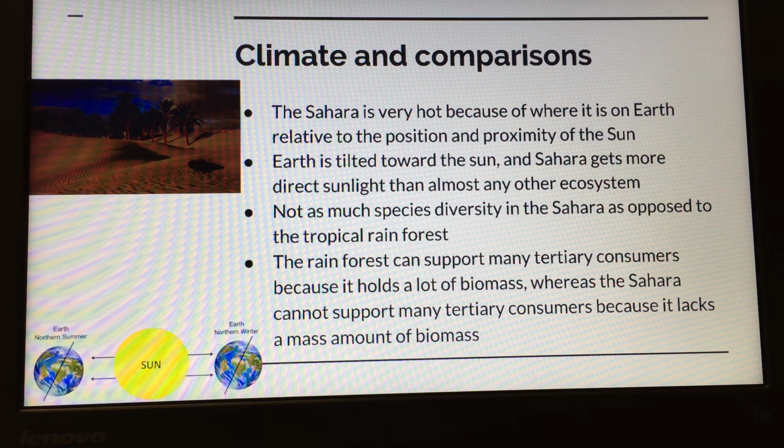So the climate of the Sahara Desert is very hot because of where it is relative to the sun. The Earth is tilted toward the sun, and the Sahara gets more direct sunlight than almost any other ecosystem on the planet. As a result, there is not as much species diversity in the Sahara as opposed to the tropical rainforest, because the rainforest has the environment that can support a lot of biomass, whereas the Sahara does not. And the amount of producers is what determines the amount of diversity in your ecosystem.